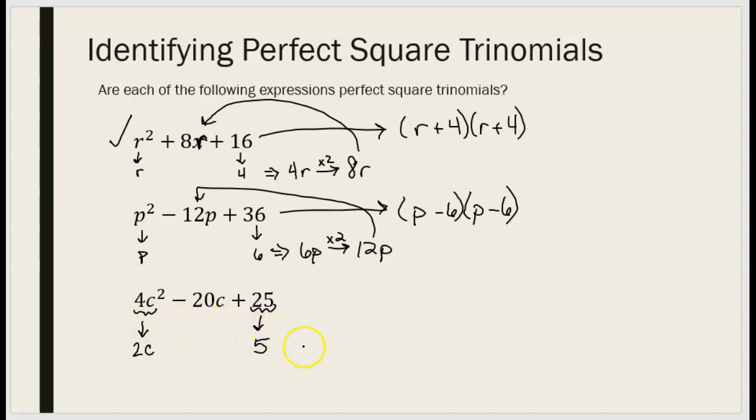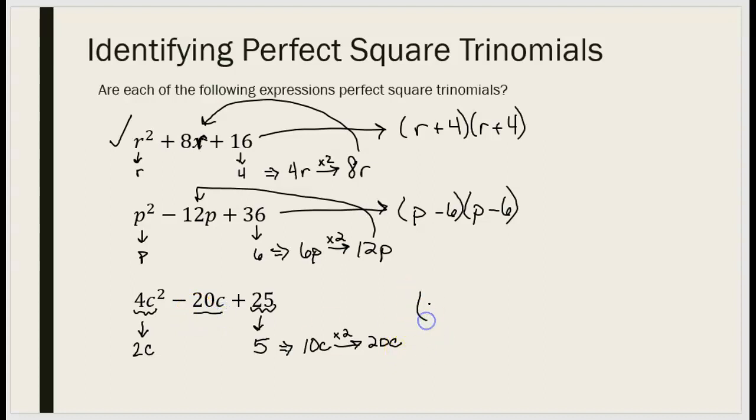And then remember what we were doing is we were saying, okay, if we multiply these two things together, 2c times 5, well 2c times 5 is 10c. And then we would need to double that to get 20c, and that means our middle term is correct as well, okay? So that checks out.